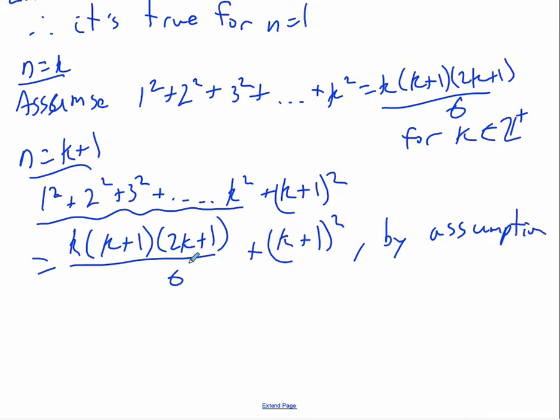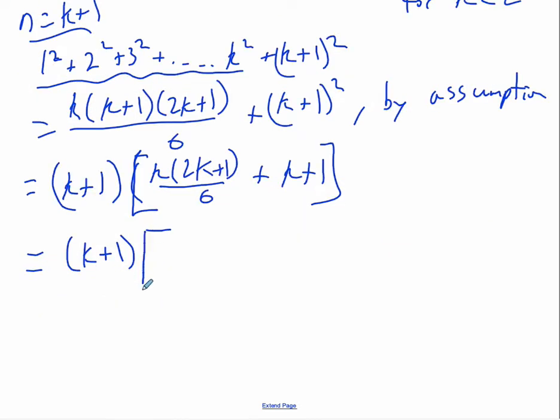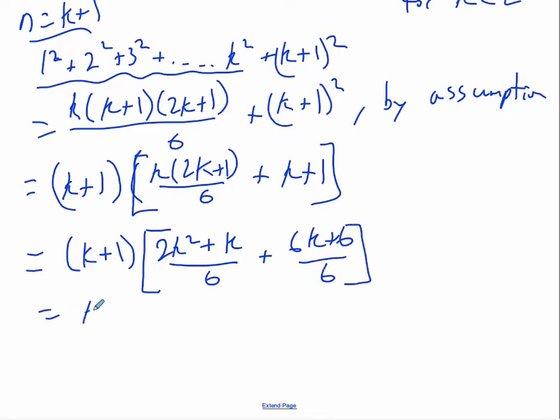If we expand all this, we'll get k cubed, we'll get a cubic. It'll be a little bit hard to factorize. So before we do that, notice that we have a k plus 1 in both terms. So we can factor out the k plus 1. Inside the bracket, we're going to have 2k squared plus k over 6. And we need a common denominator, so this is 6k plus 6 over 6. And we'll add those together.